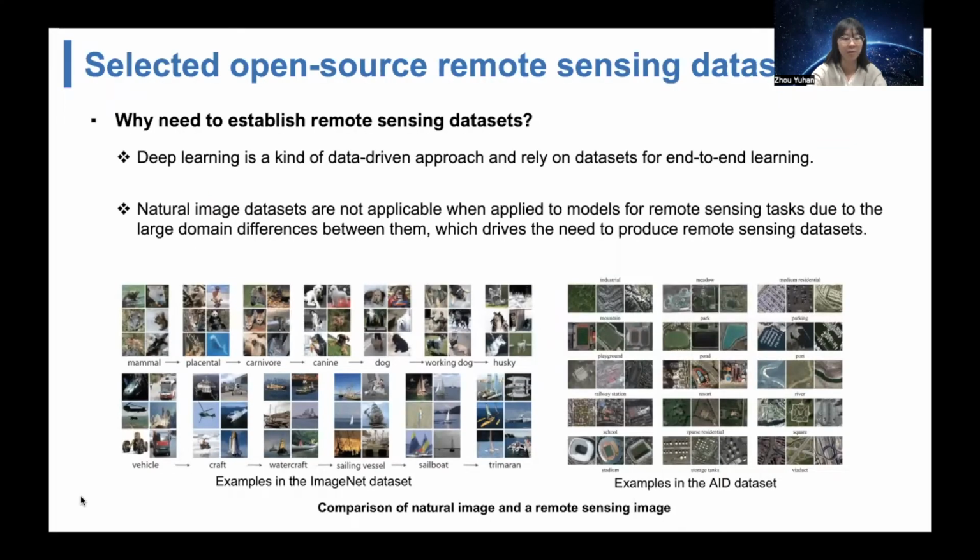Nowadays, with the boom of deep learning, the datasets are becoming more and more important because deep learning is a kind of data-driven approach and relies on datasets for the end-to-end training. Although there are many famous datasets in the computer vision field, these datasets cannot be directly applied to the remote sensing field because of the huge domain gap between them. As a result, the remote sensing field needs its own dataset.